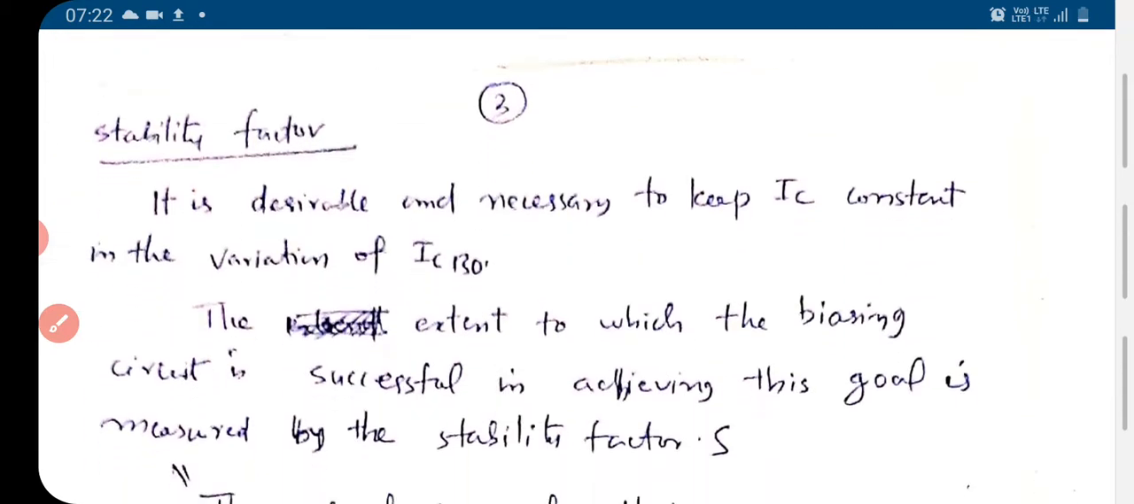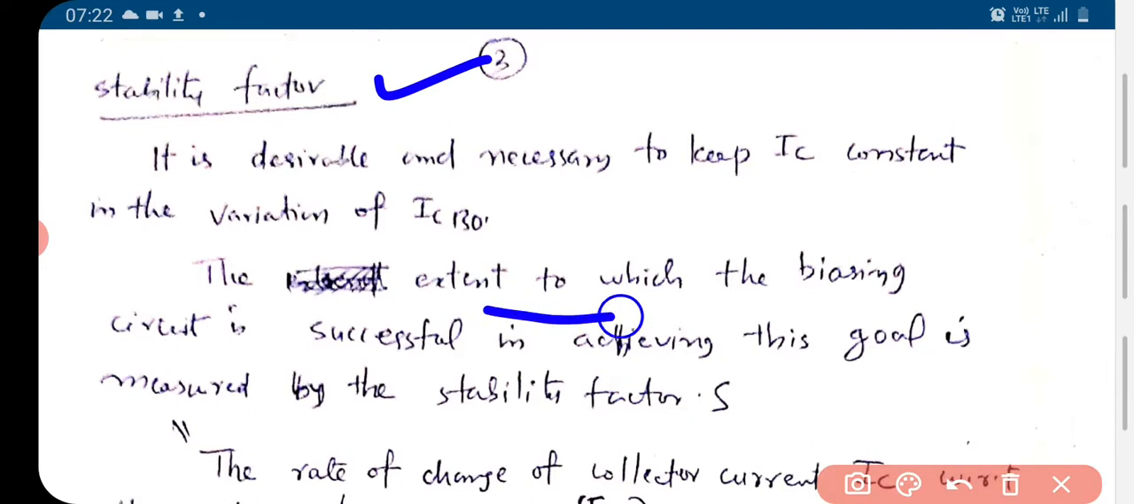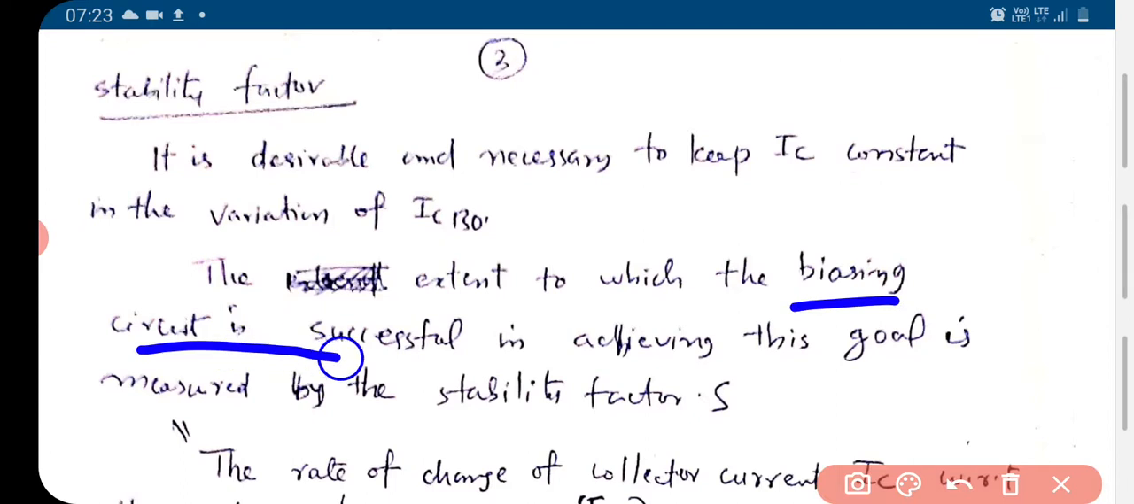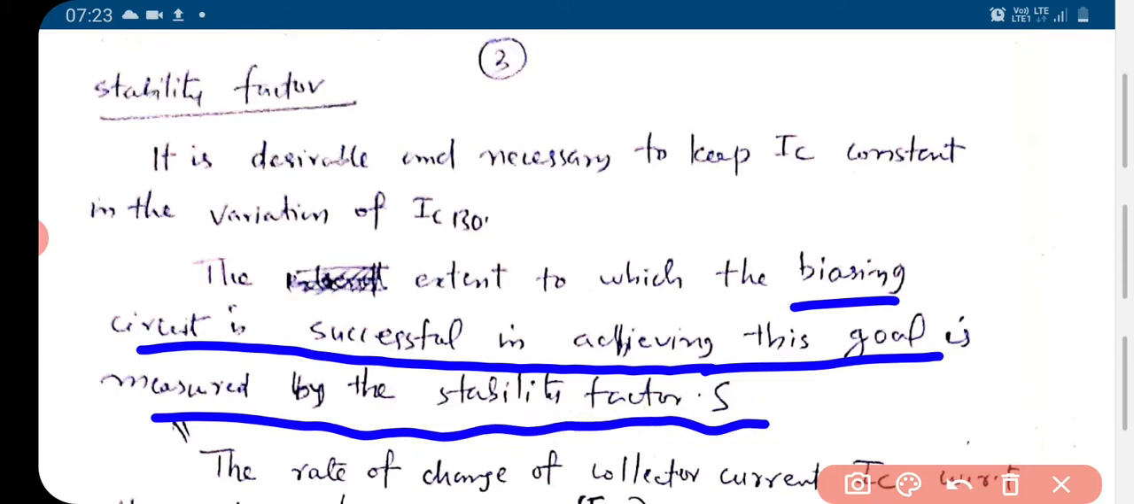Now, a factor which determines the stability is the stability factor. We use a biasing circuit to give biasing to the transistor circuit, and also to stabilize the circuit. The extent to which a biasing circuit is successful in achieving stabilization is measured by the stability factor S.